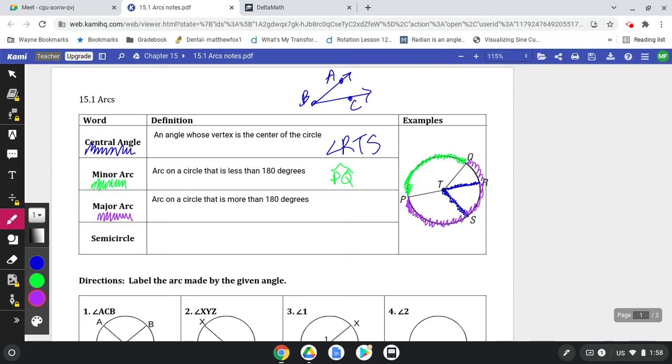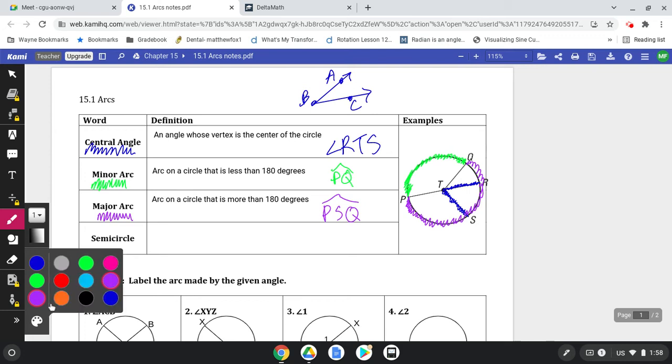Now there would be a lot of different names for this. With a major arc, you have to use the endpoints and one point in between. So I could call this PSQ, I could call it PRQ, or I could call it QRP or QSP. All of those will work. And the major arc has to be more than 180 degrees.